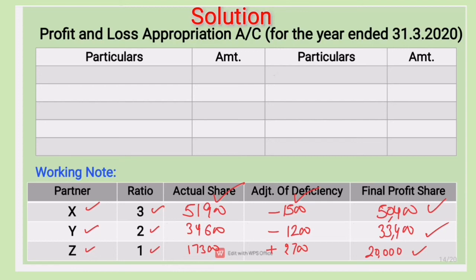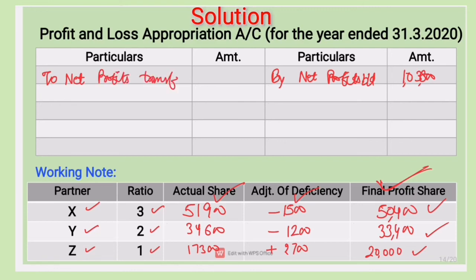So let's prepare profit and loss appropriation account. By net profits brought down 1,03,800. Then we will transfer these net profits to all the partners X, Y and Z with their final share. To net profits transferred to all partners capital account, that is X, Y and Z. We will take their final share 50,400, 33,400 and 20,000. In the last we will write the totals also.